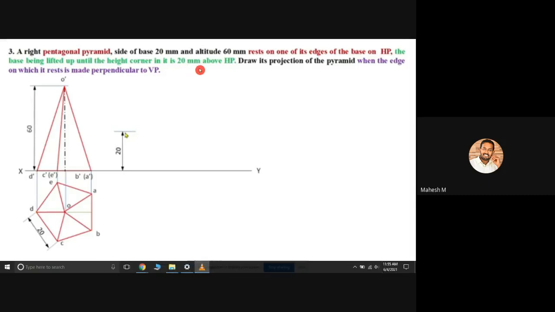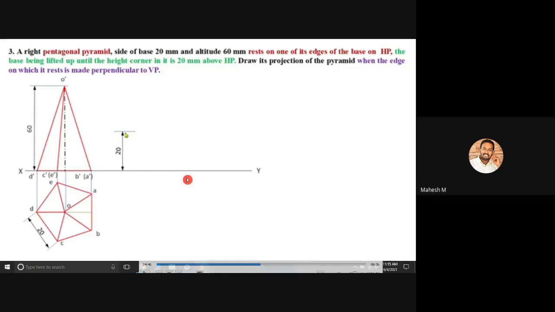Instead of providing the axis inclination, here they have given the distance of the opposite corner. So please create a 20 mm line. This line should be parallel to the reference line. The distance between these two lines should be 20 mm. So that is what is given here. So you can create a horizontal line with a distance of 20 mm.